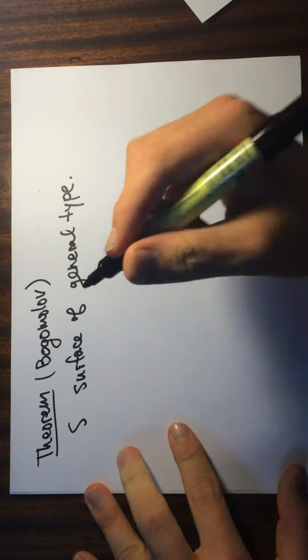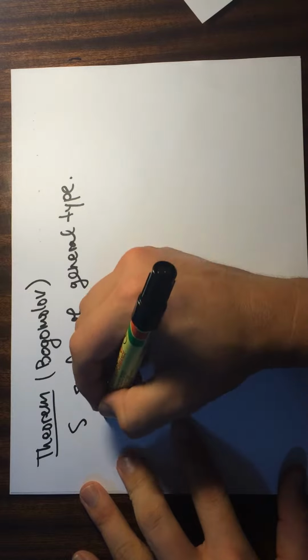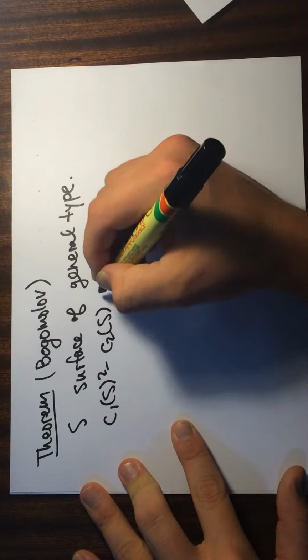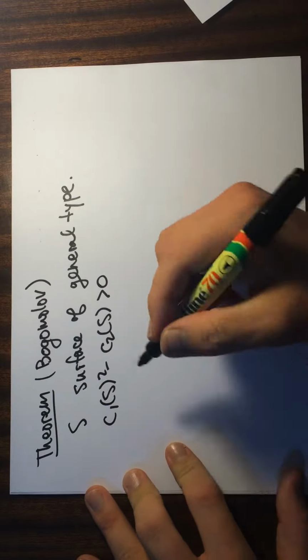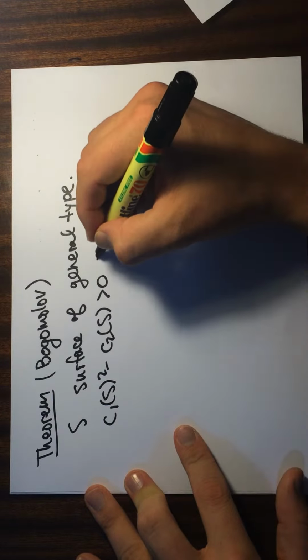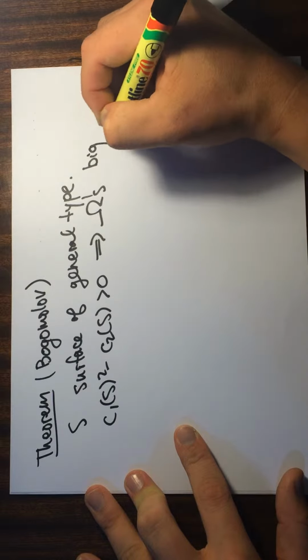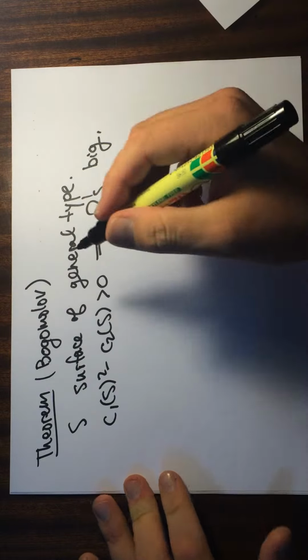Suppose that c1 of S squared minus c2 of S is positive. Then this implies that Omega 1 of S is big. Okay, so I'm going to explain what these things mean.